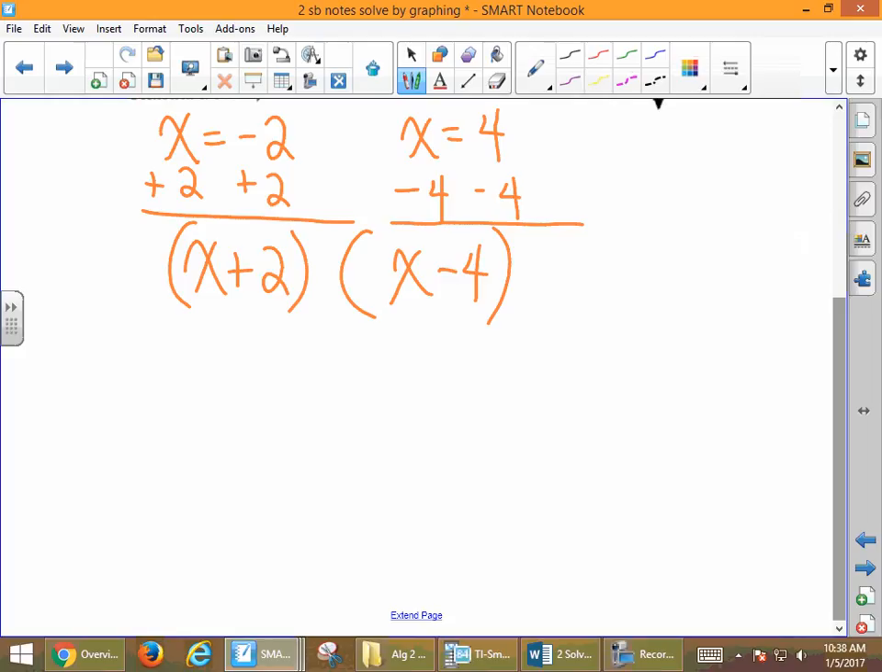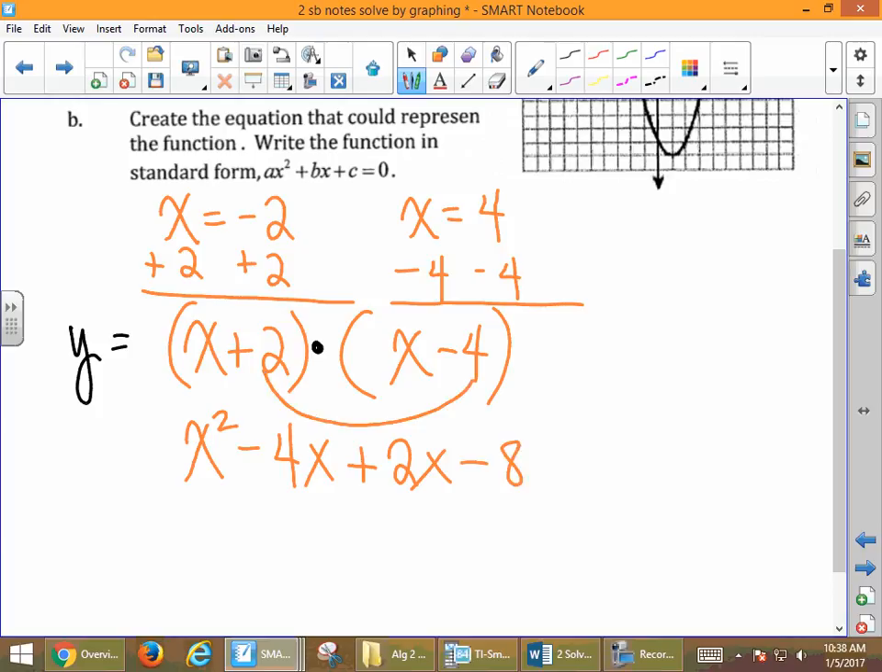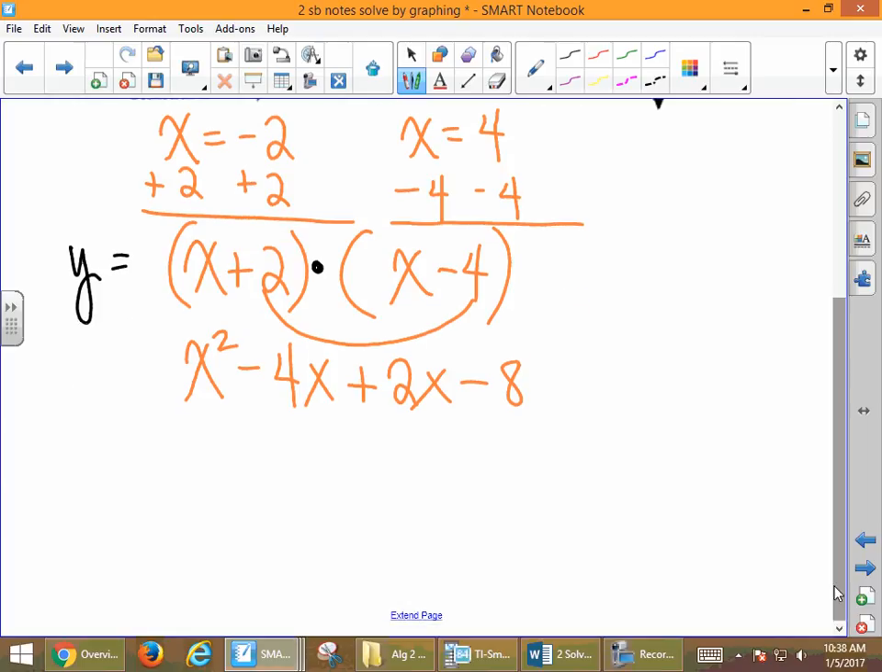And then, to put it back into that format of ax squared plus bx plus c, we're going to multiply those two together. It's going to be y equals. We're going to multiply them together. And in order to multiply them together, that means x squared, first terms, minus 4x, plus 2x, there's the inner terms, minus 8. Positive 2 times negative 4 is negative 8. When we combine our like terms, we get y equals x squared minus 2x minus 8. And if you type that function into your calculator, you should see the same picture on your paper as what you have on your calculator.